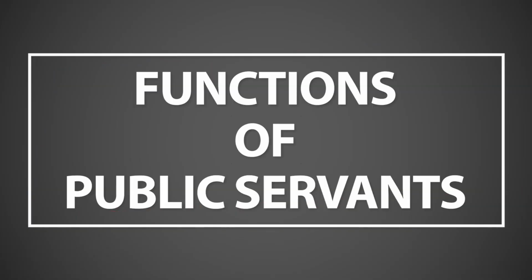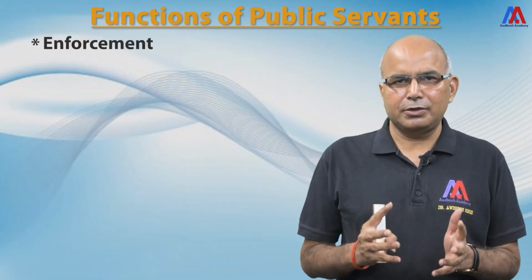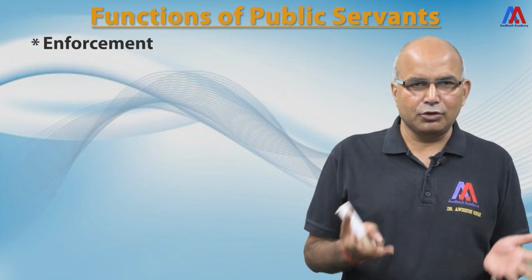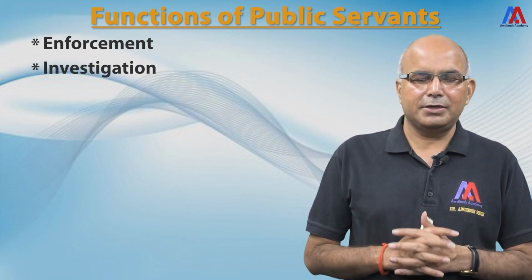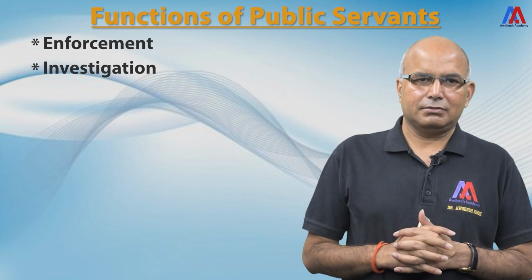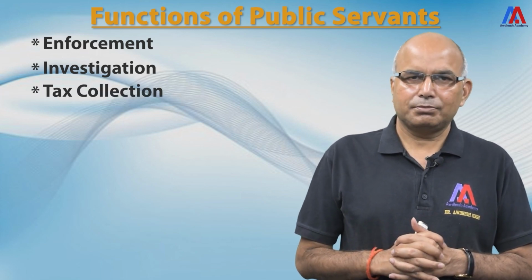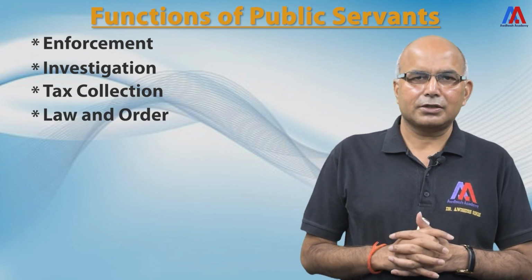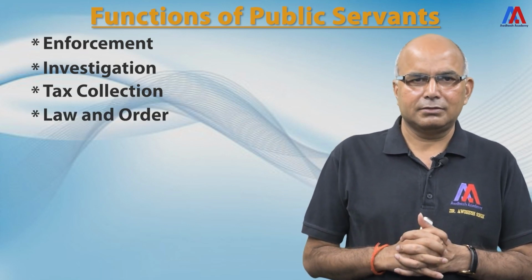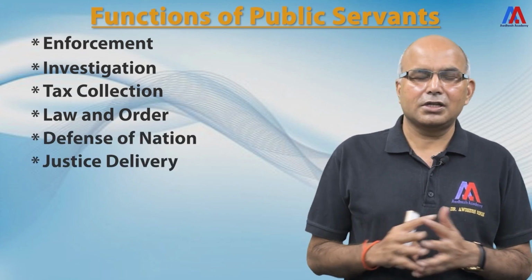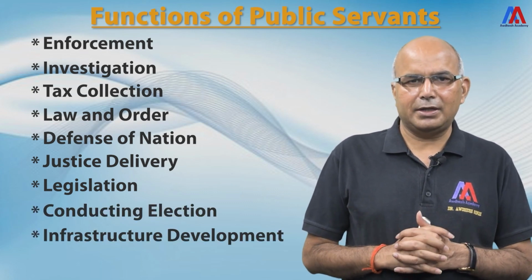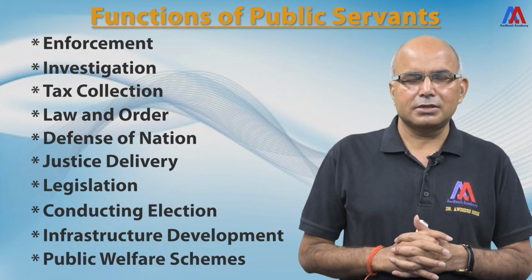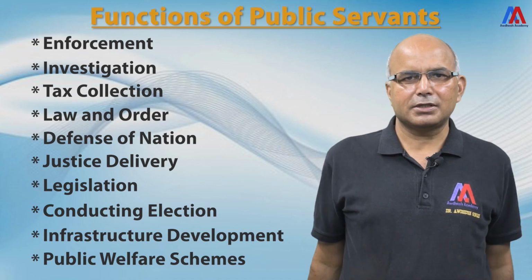Now, what are the different types of services which are provided by the public servants, or what are the functions of a public servant? One function is enforcement of the rules and laws. These are done by the public servants like police, tax department, RTO, and organizations like that. Then investigation. If there is any offense committed, any crime is committed, then there is an investigation. Then tax collection is a very important function of the public servant. Law and order, that is a very important function of the police department and a responsibility of the public servant. Defense of the nation. Then justice delivery, legislation, passing the laws, conducting elections, infrastructure development, public welfare schemes. Now, these are some of the examples of the different types of functions which the public servants perform.